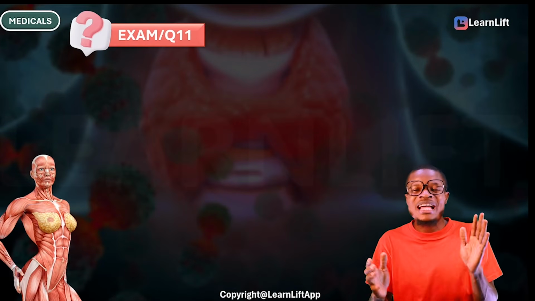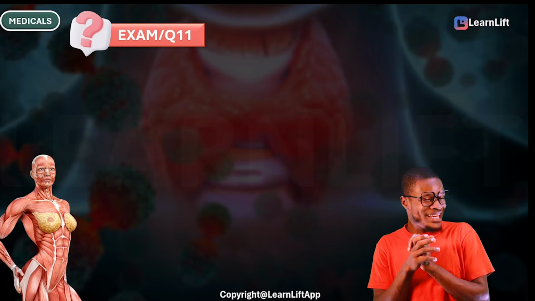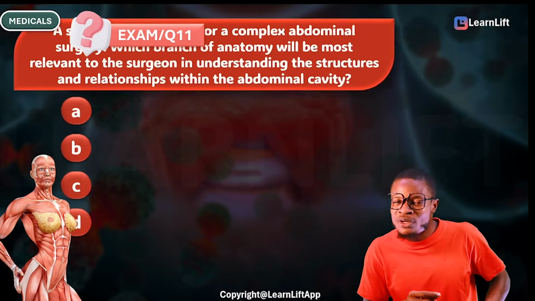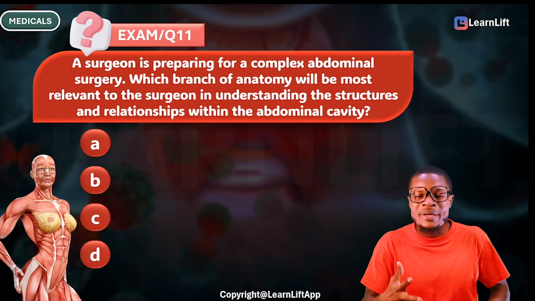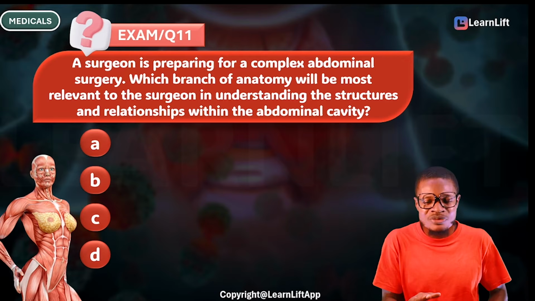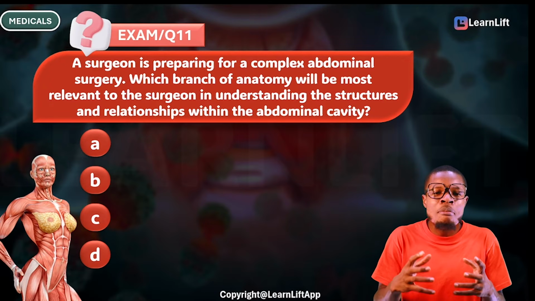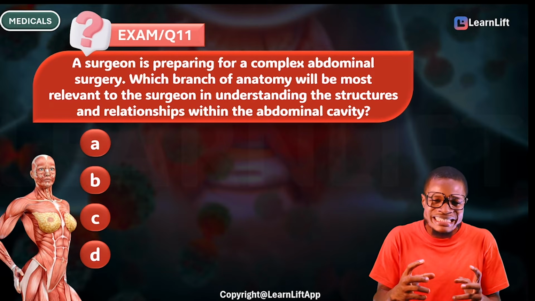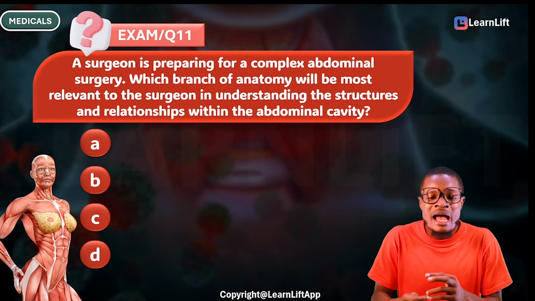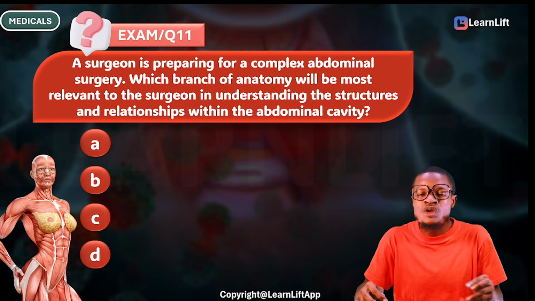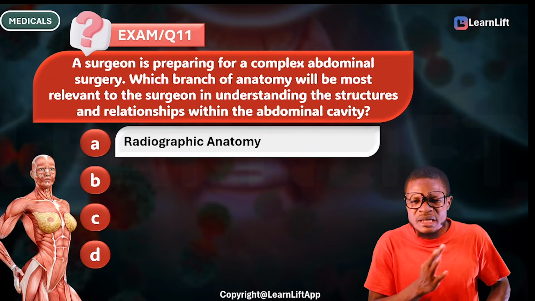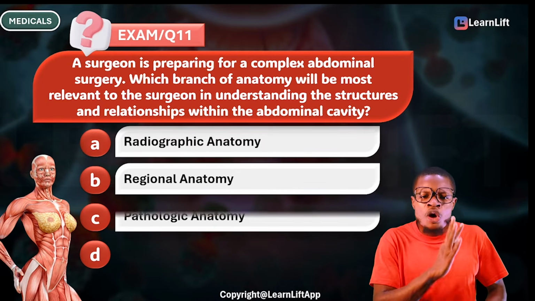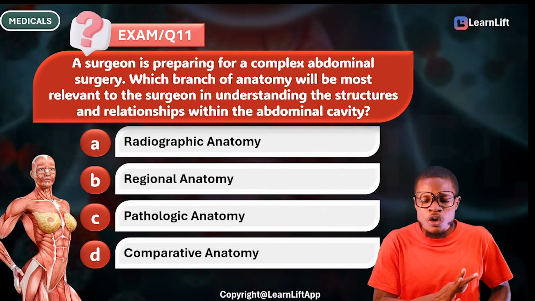In question number 11, we are given this now. We've done 10 questions. How many have you gotten out of these 10? Don't play. In question 11, we're given this beautiful question. Okay, it's more like a clinical question. A surgeon is preparing for complex abdominal surgery. Which branch of anatomy will be most relevant to the surgeon in understanding the surfaces, the structures and relationships within the abdominal cavity? Simple. Option A says radiographic anatomy. Option B says regional anatomy. Option C says pathological anatomy. Option D says comparative anatomy.